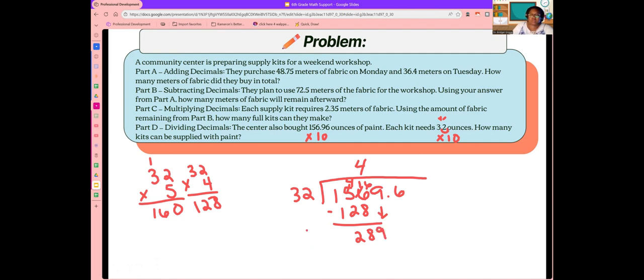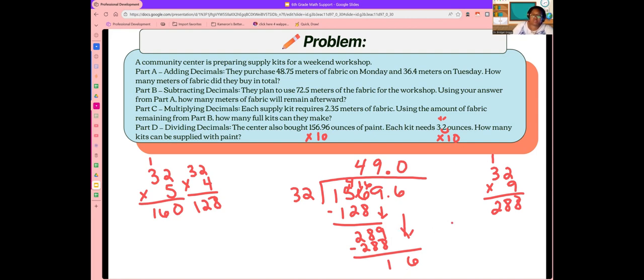So now 32 goes into 289. Let me go ahead and write this decimal here too. Now let's see if we do 32. Let's try times 9. That's 18. Carry the 1, 27, 28. Okay, so let's see here. We'll have 9. That's 288. Bring down the last one. And we can't do that.